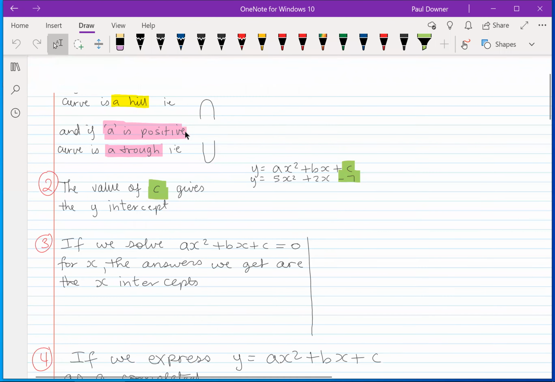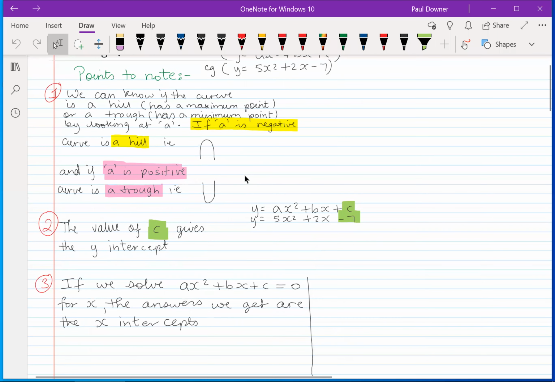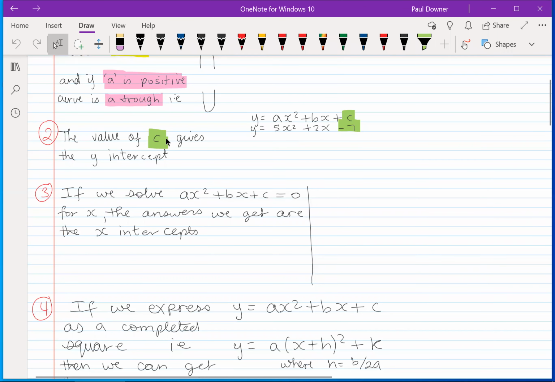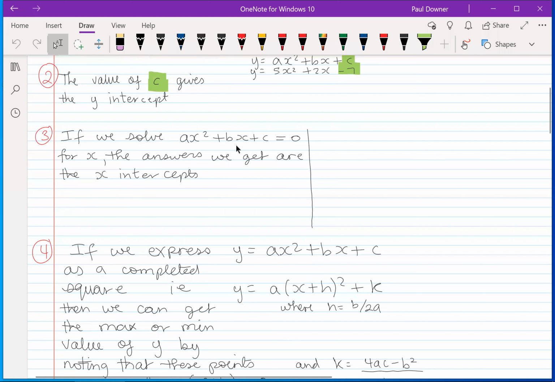Point 3. So you learned 2 points already. What's the first point? The value of a tells us if it's a hill or a trough. And the value of the y-intercept is given by c, which is this last number here in the equation of the curve, or the quadratic equation. The third point, if we solve this equation for x, the answers we get are the x-intercepts. So that's the third thing you're learning tonight if you didn't know before revising.